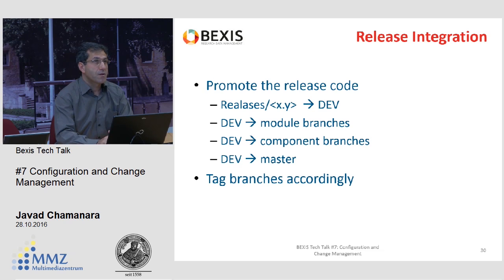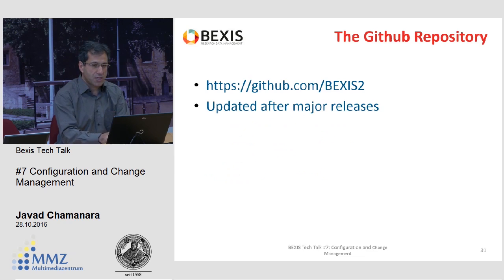And then when we are done with the release, and the release is safe, kept, and tagged in the master, it's time to make it public also. We have a public repository on GitHub named BEXIS 2 that is updated after any major releases. So when something is tagged on our master, it will also be pushed to the GitHub repository.